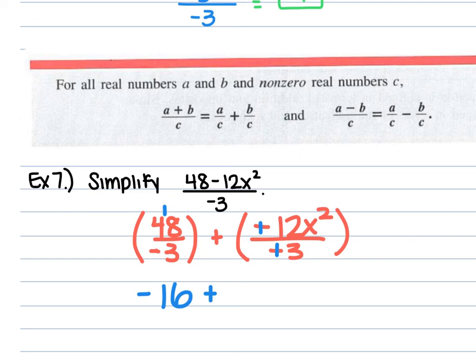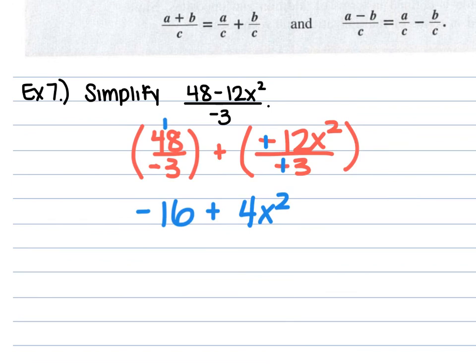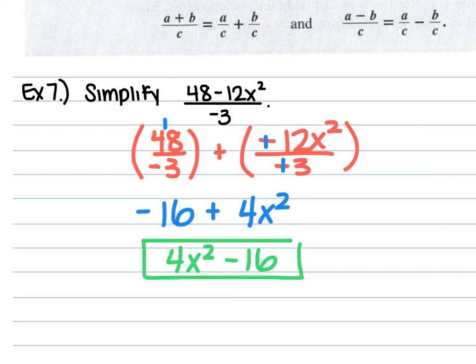Okay, so we're going to keep going. 12x squared divided by 3. 3 goes into 12 four times, and you're going to keep the x squared because that 3 does not have another x attached to it. So you can rewrite this if it makes you comfortable to put it into standard form as well to give you 4x squared minus 16. Either one is acceptable. But like I said, if it asks you to put it into standard form, you're going to have to give the 4x squared minus 16.